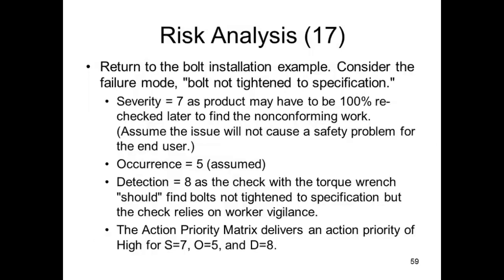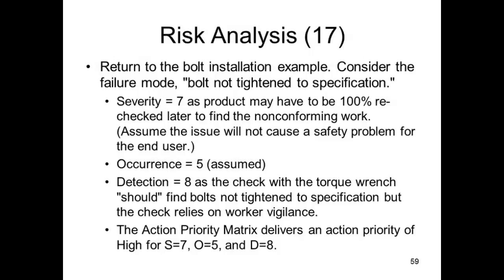Okay, and then to return to the bolt installation example, consider the failure mode bolt not tightened to specification. Severity is 7, as we may have to have 100% recheck later to find non-conforming work. In other words, somebody's going to have to go and check all those car seats with a torque wrench to make sure they're bolted to the correct torque. We're assuming an occurrence rating of 5 because the original example doesn't have enough detail to identify the prevention control, if any.